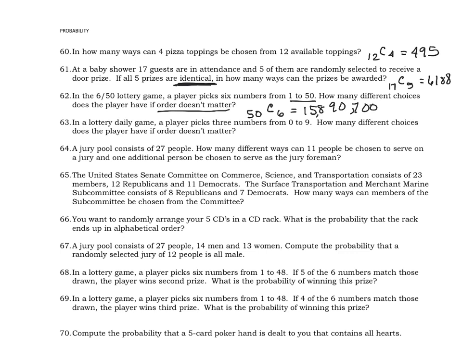63. In a lottery game, a player picks 3 numbers from 0 to 9, so that's 10 digits there. How many different choices does a player have if order doesn't matter? So again, we're not going to repeat there, so we have 10C3, choosing 3, so that gives us 120.